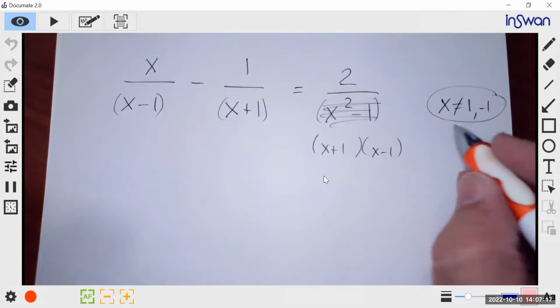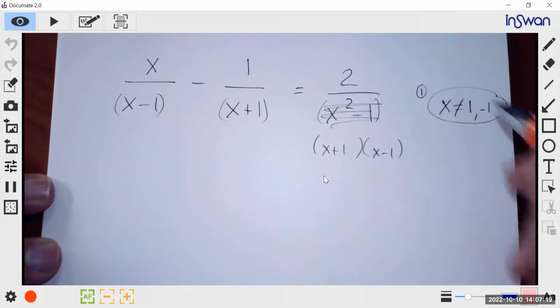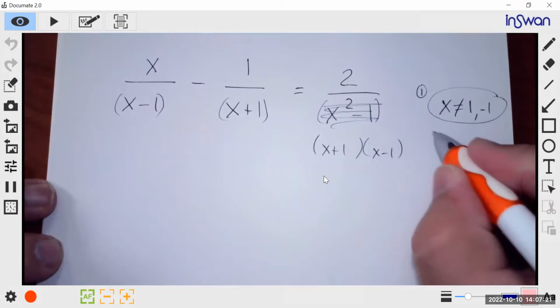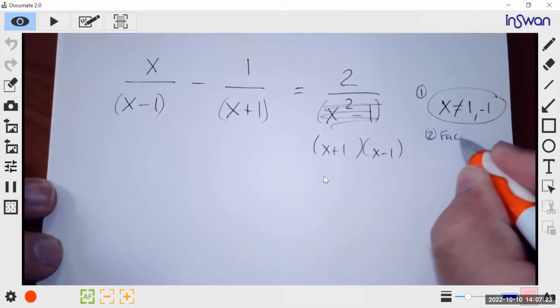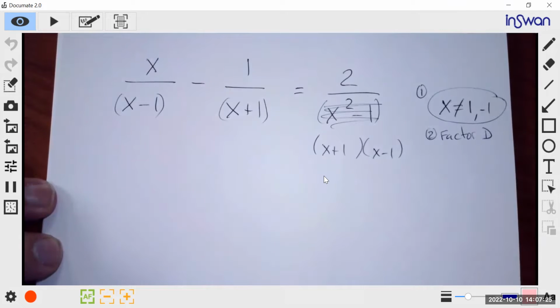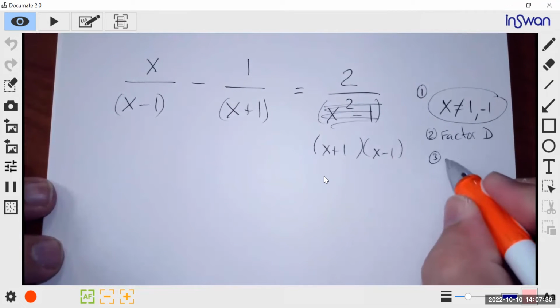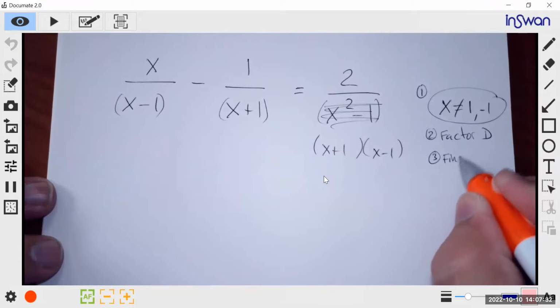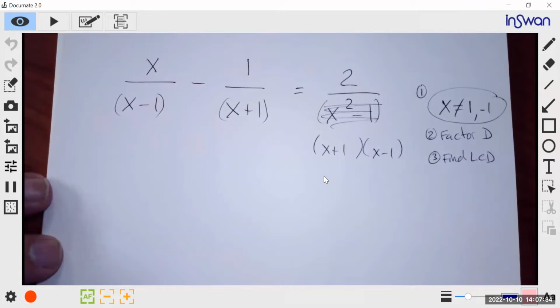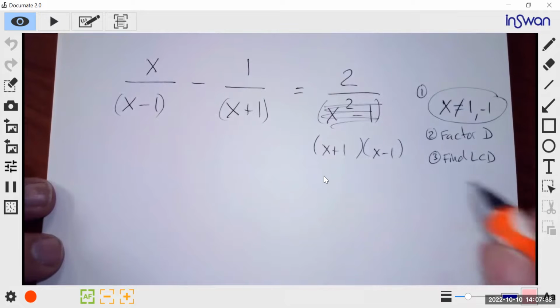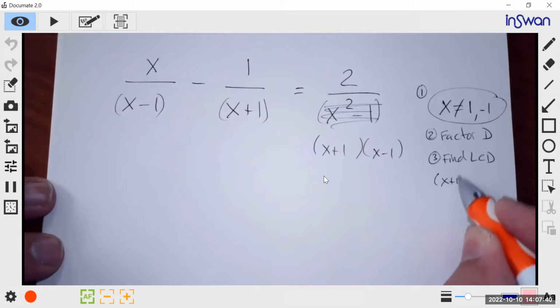So the second step is factor. So first, set the denominators equal to 0, solve for x. Second, factor your denominators. Third, now you find the LCD. What's the LCD? X plus 1 and x minus 1. X plus 1, x minus 1.